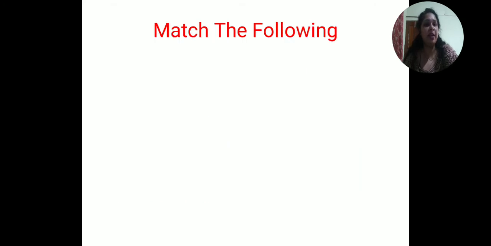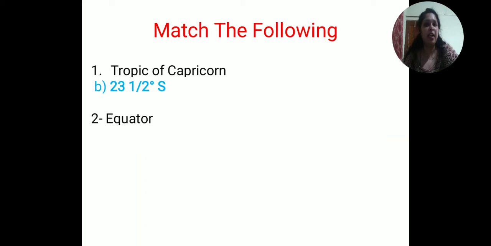Now we will do match the following. Students, I have not given the question here. The question will be here and the answer will be there. So you can do it in the form of match the following, making the lines, or you can write the answer exactly. The Tropic of Capricorn. Where is the Tropic of Capricorn? The answer is B, 23.5 degrees south. Equator, where is the equator? 0 degree.